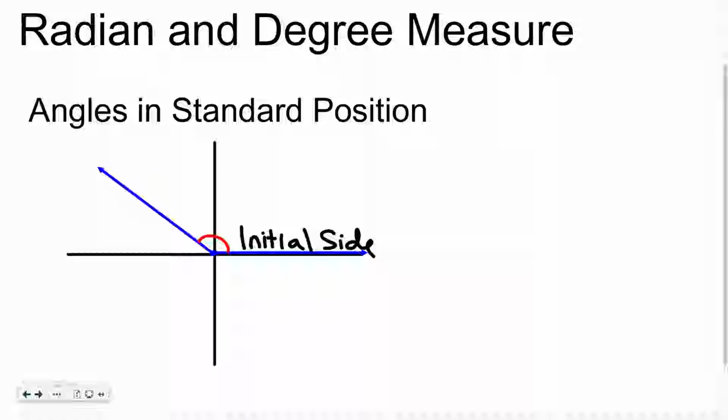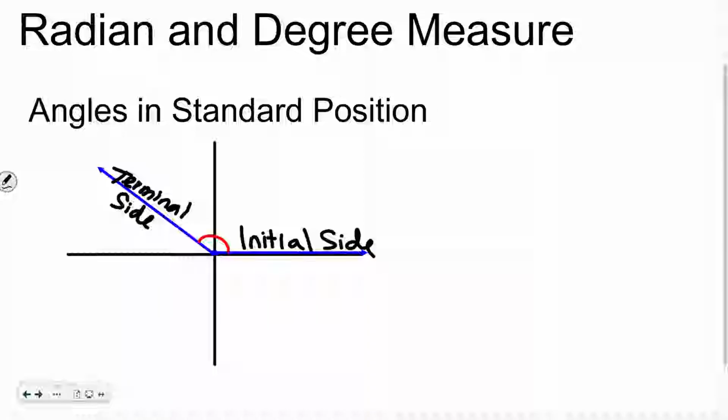So all of your angles are going to start going to the right on the x-axis. And then they can open counterclockwise or they can open clockwise. And they'll end at some other ray or side of your angle. That's called your terminal side. Now, when you're sketching angles for me, I'm going to be checking, is your terminal side in the correct quadrant? So this terminal side is in quadrant 2.